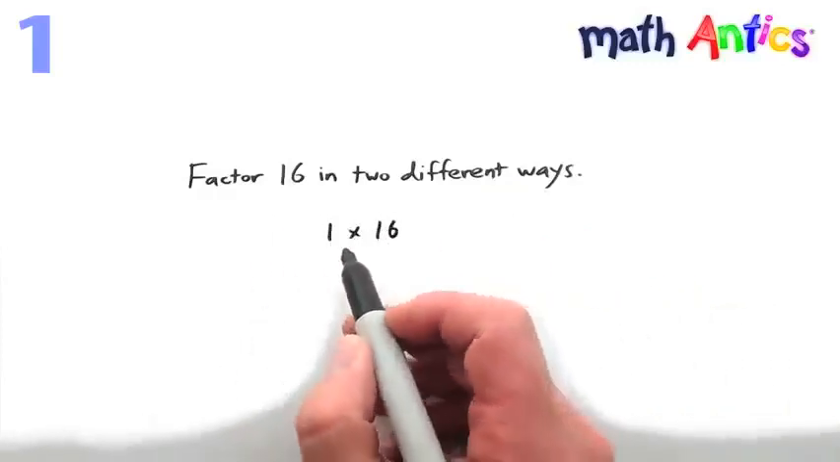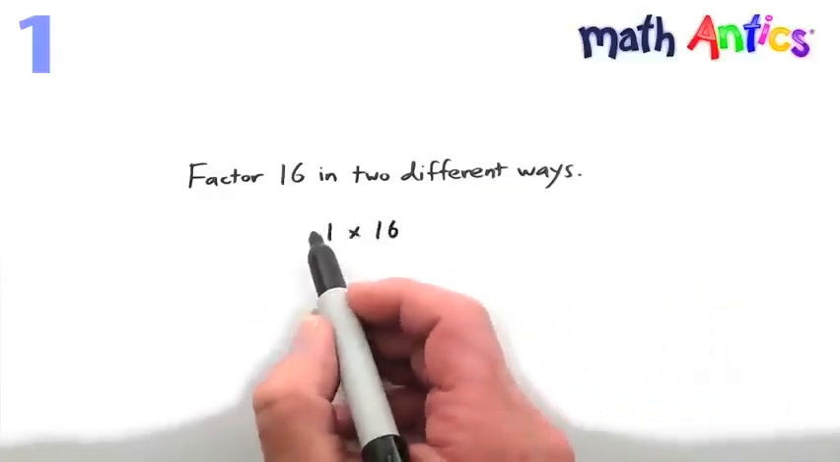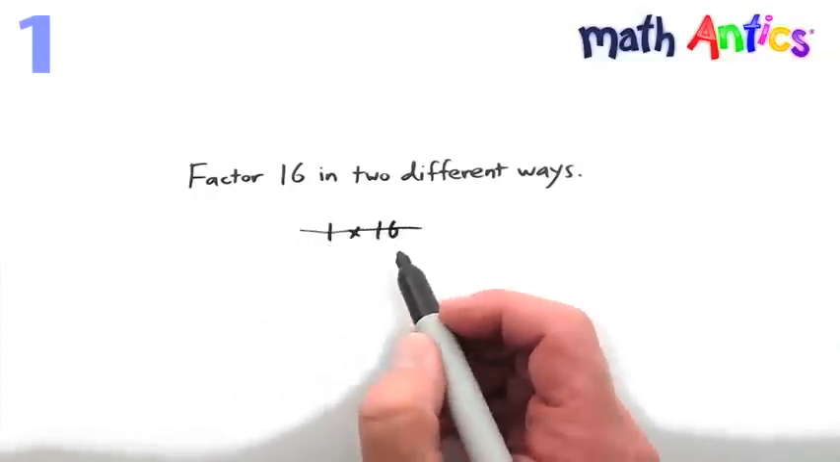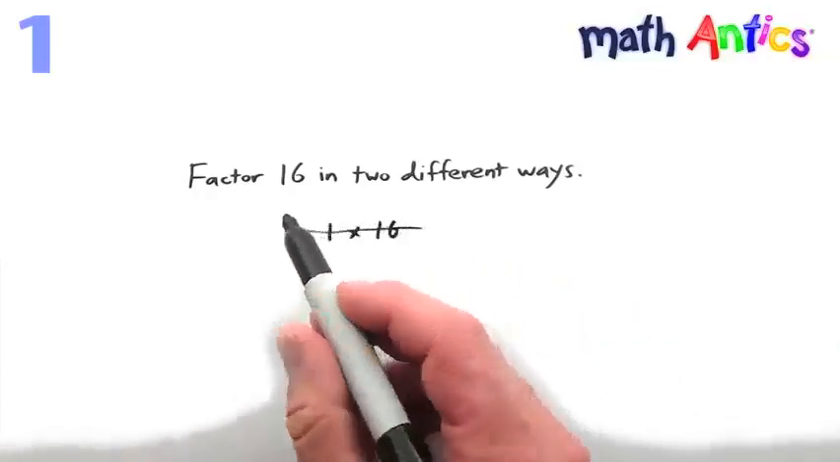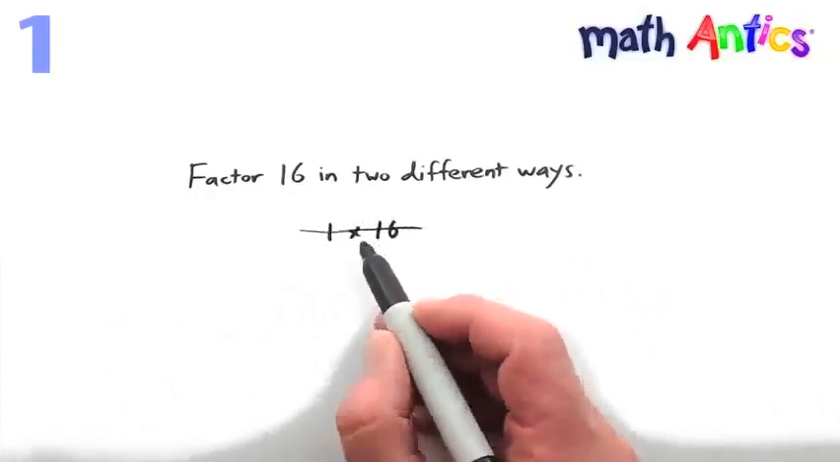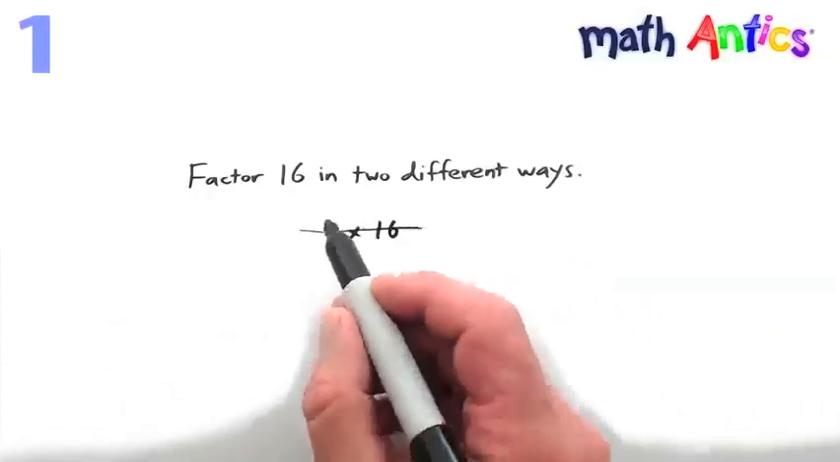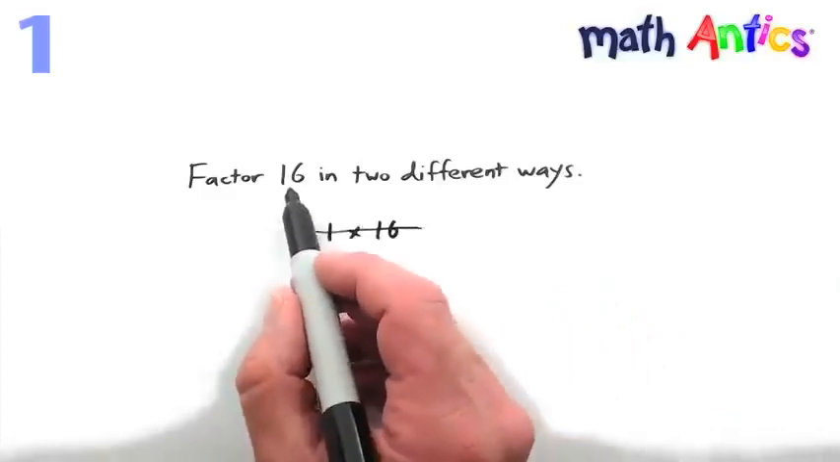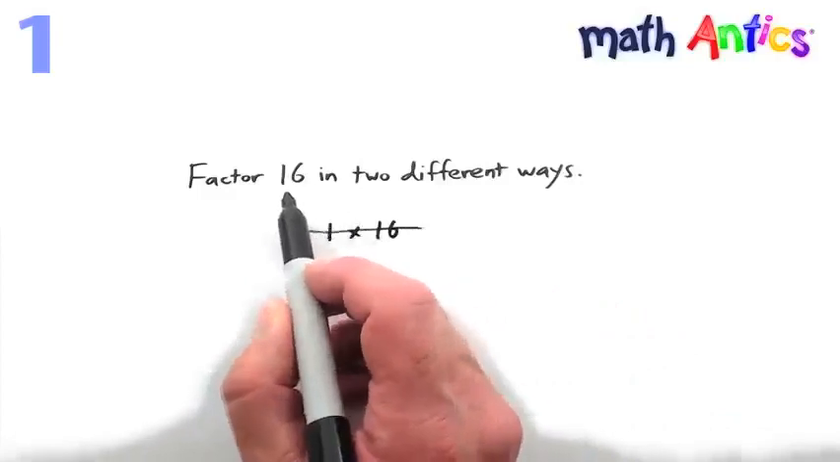So that's one way to factor 16, but we're not going to use that way because it's pretty obvious. Any whole number could be factored like that. Instead, we're going to look for two different ways to factor 16. It's not that this is wrong, it's just that these are called trivial factors because you can always do that. So instead, we're going to ask ourselves, what can we multiply together to get 16?